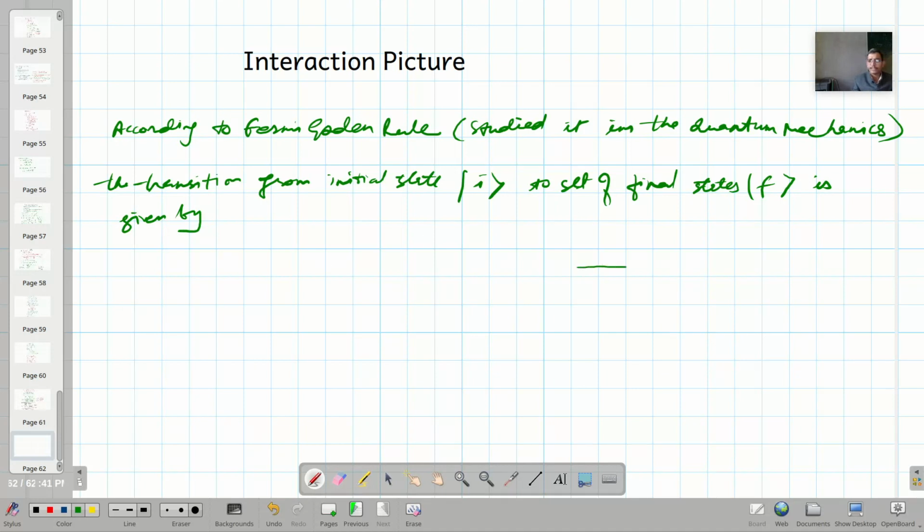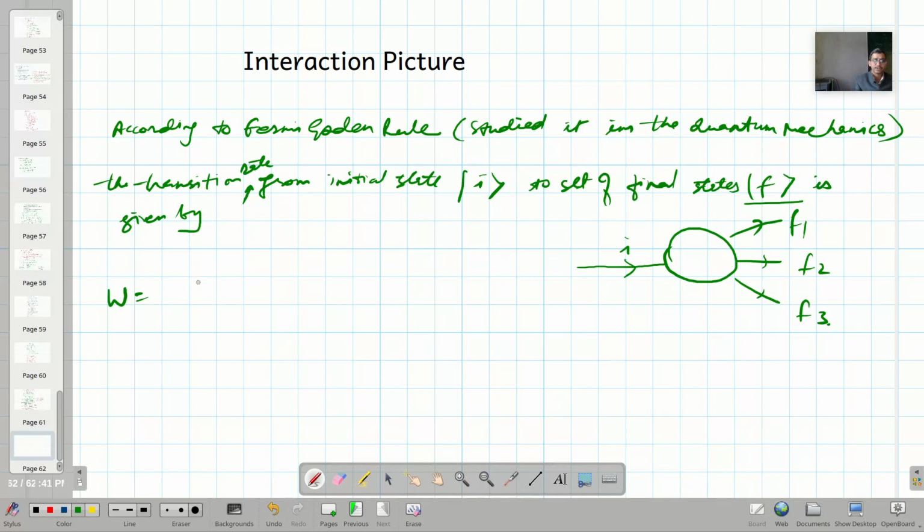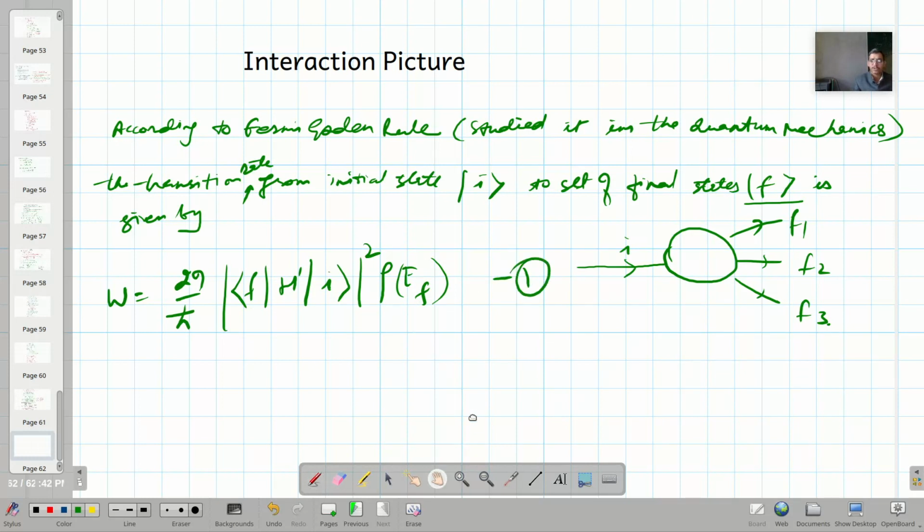So that means there is an I state and it gives different final states, say F1, F2 and F3. So the final state is represented by ket F. So then the transition rate, so basically transition rate W is written as 2 pi h cross mod square of F h prime I into rho EF. It is given by this one. Let us call it equation number 1. So this is according to Fermi golden rule.